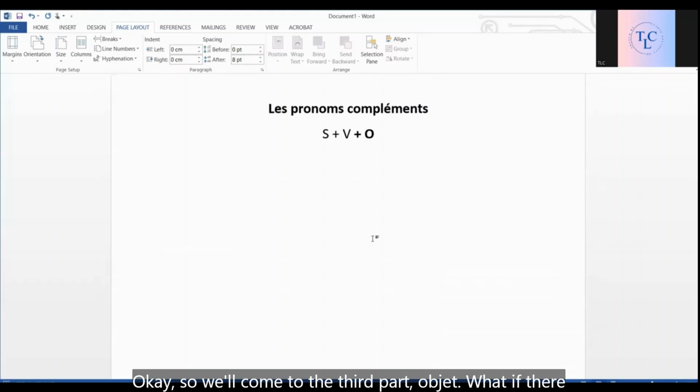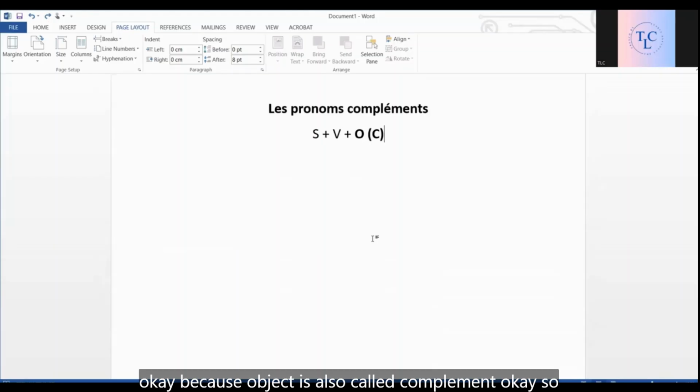Okay, so we'll come to the third part, objet. What if there is a noun that is being repeated in the object part of the sentence? If I want to replace that noun, which is in the object part of the sentence, I'll use les pronoms compléments. Okay, because object is also called complément. So remember, les pronoms compléments replace the noun in the object part of the sentence after the verb. Okay, object is after the verb.